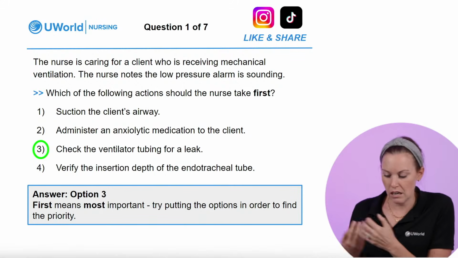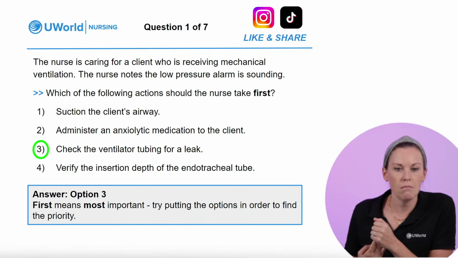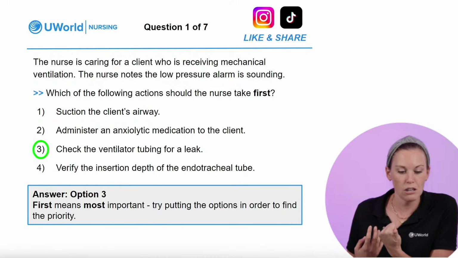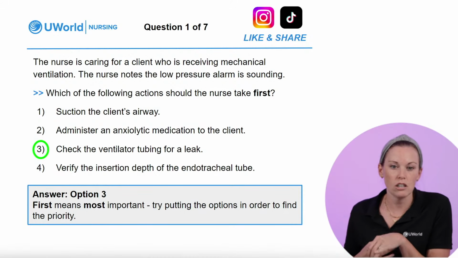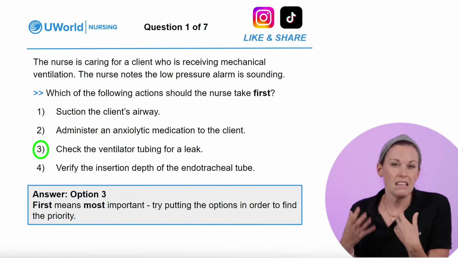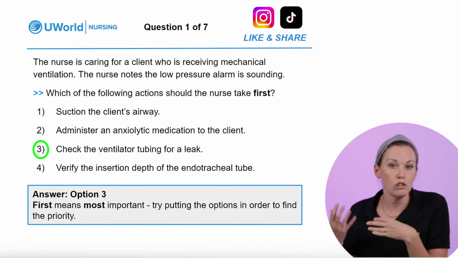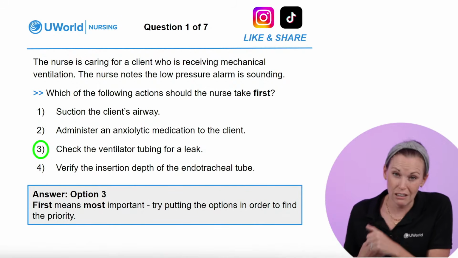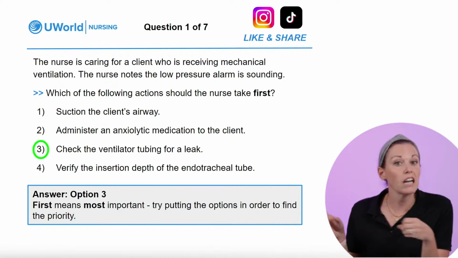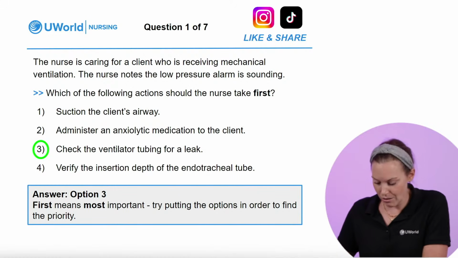You guys did so great on that one. Some of the other, I saw some people answer option 4. This is not wrong to do, to check the insertion depth of the endotracheal tube. This can mean maybe that the tube has been misplaced, but we're going to check the ventilator tubing for a leak first. That's the first thing we're going to do. Make sure our connections are secure. So good work, you guys.